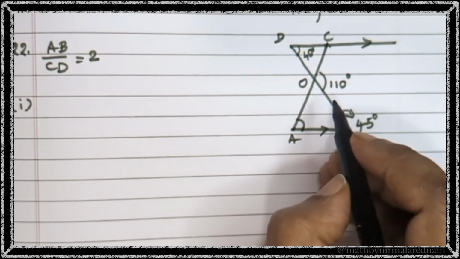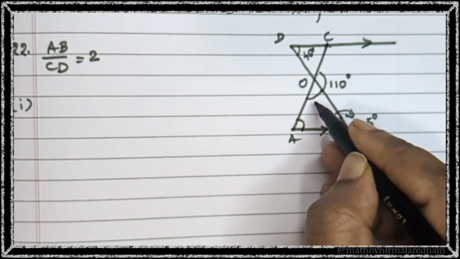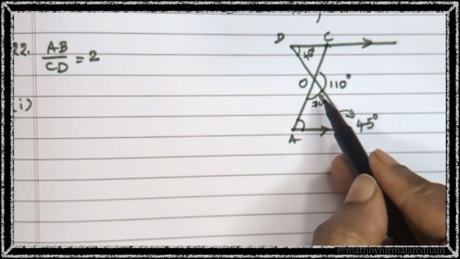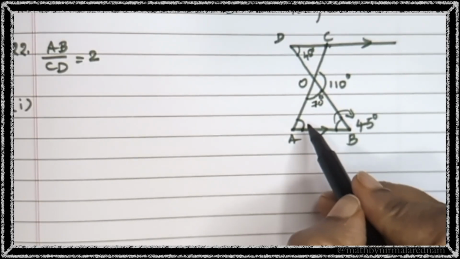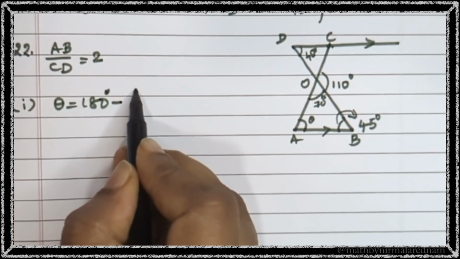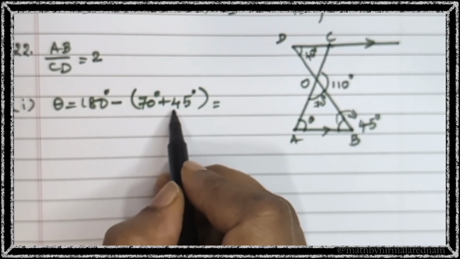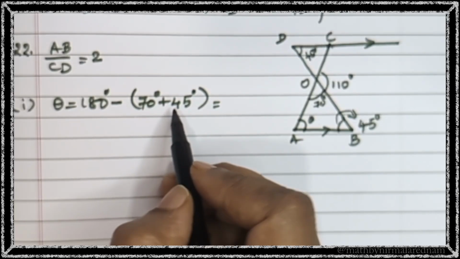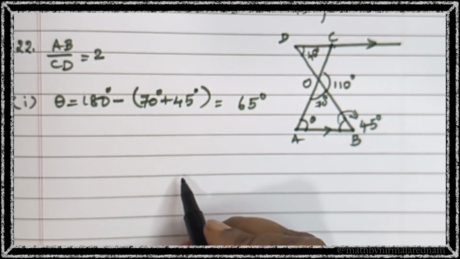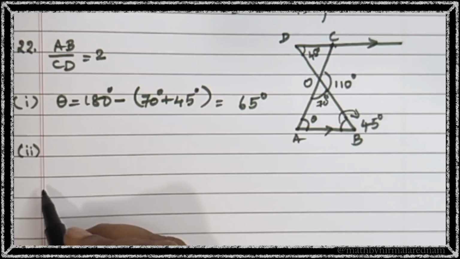Now if this is 45 and this forms a straight angle, AC is a straight line. So if this is 110, this is going to be 70. Okay. Now in one triangle, if I know two angles, I can definitely find out the third angle, which is the required angle. Let's call it theta. So theta is equal to 180 minus 70 plus 45, which is nothing but this is 115. So that will give me 65 degrees. So that is the measure of angle OAB. That is your first bit. In the second question, they're asking us OB by OD.